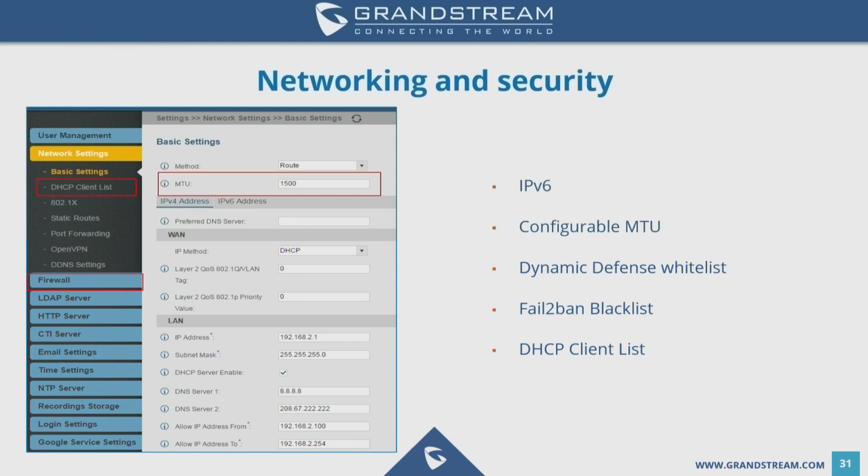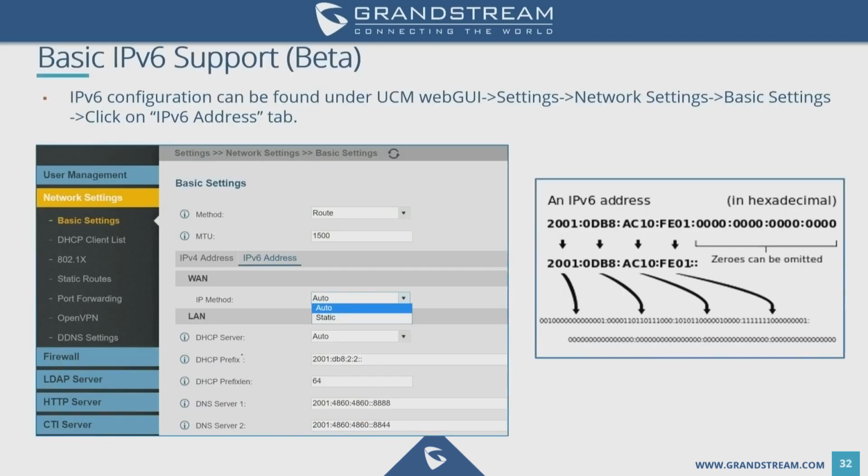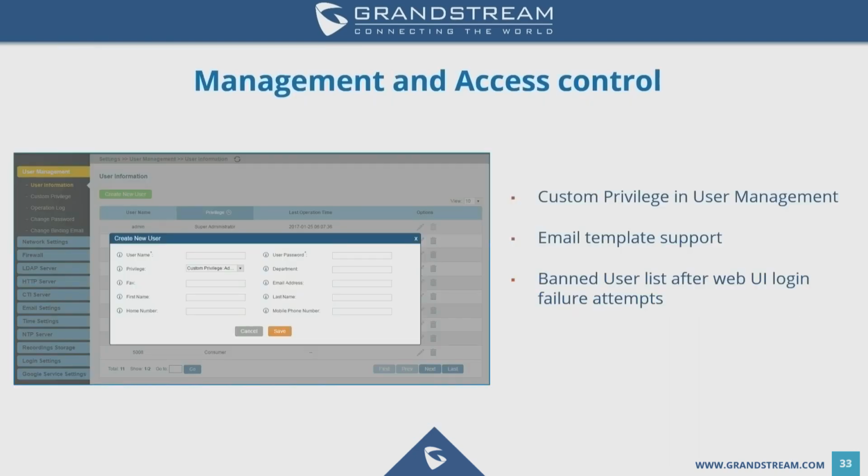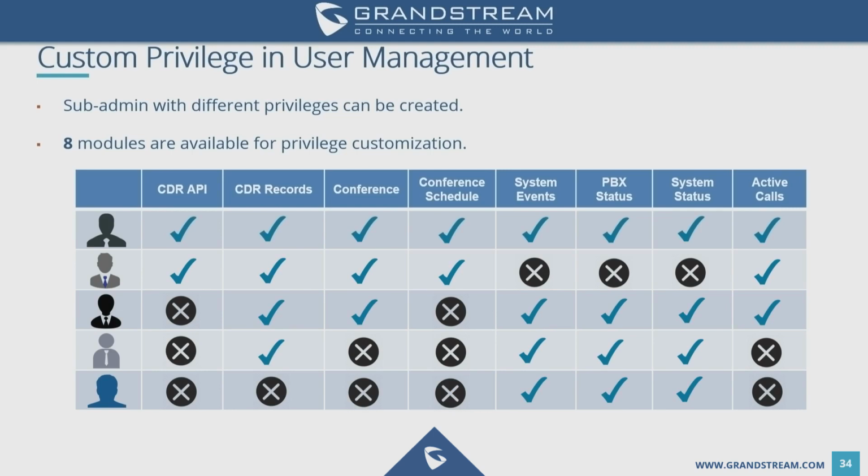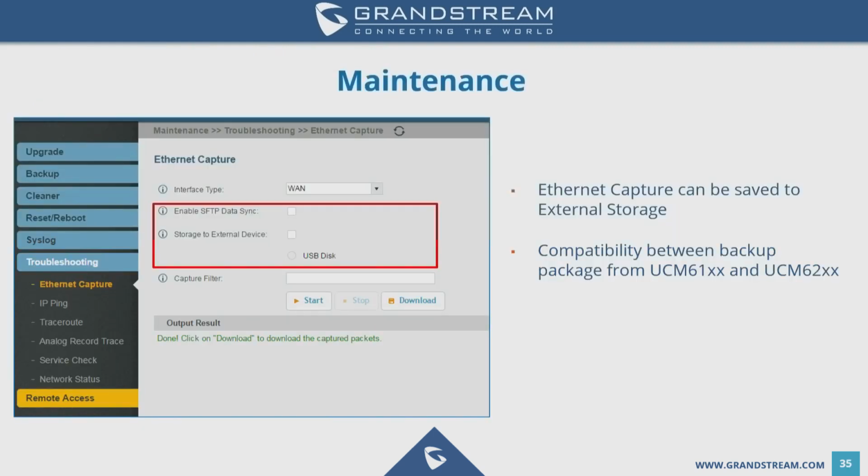For networking and security, we just changed the MTU, the size of the packets, so now it's configurable. Dynamic defense whitelist and fail2ban blacklist, DHCP client list. This is already supported as of the current firmware. Basic IPv6 support as well, if needed. You can use IPv6. Management and access control. We can show some of these features on the web interface.